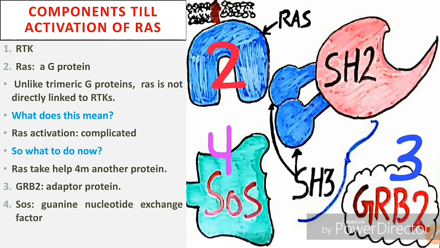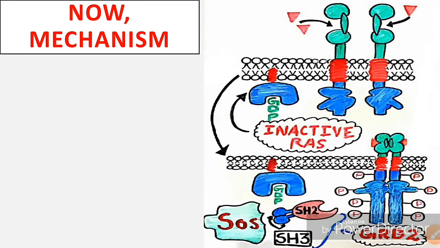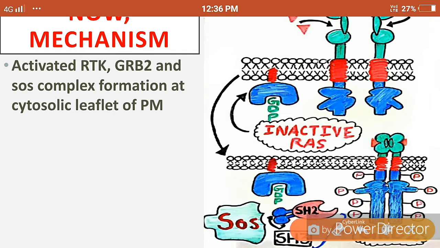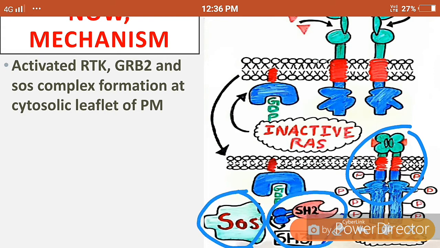Now let's discuss the mechanism. This is the diagram. First point we have is that following the hormone induced activation of the receptor tyrosine kinase, a complex is formed at the cytosolic face of the plasma membrane, and this complex is made up of four parts: the receptor tyrosine kinase enzyme, the GRB2 linker, SOS, and the RAS protein.